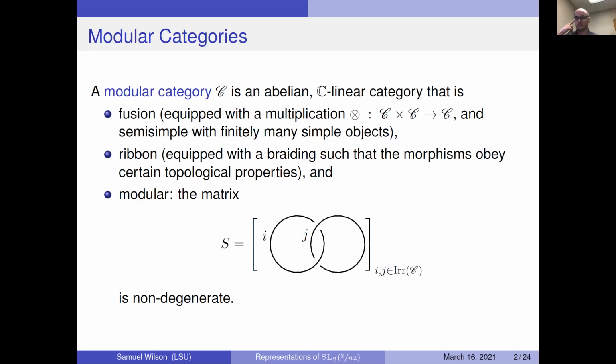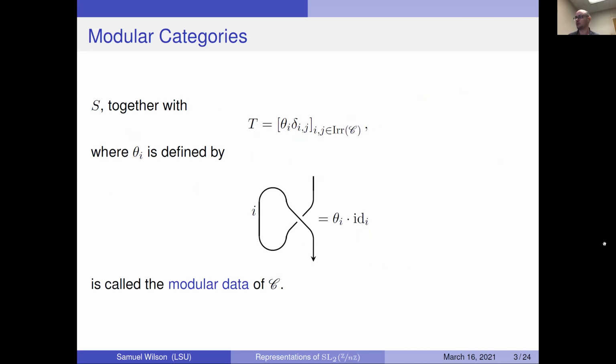The T matrix here, you notice this twist right here. Again, I could define this morphism for any object I, but the nice thing is that if I is simple, then I know Hom from I to I, because it's a simple object, Schur's lemma says that Hom(I, I) is just isomorphic to C. It's just the base field. So in that case, this morphism must in fact just be some scalar multiple of the identity. So that's where I get this theta I.